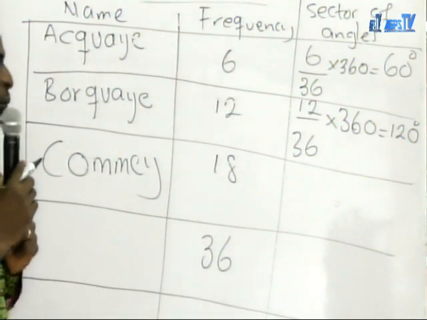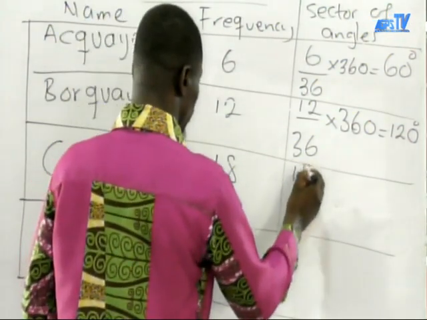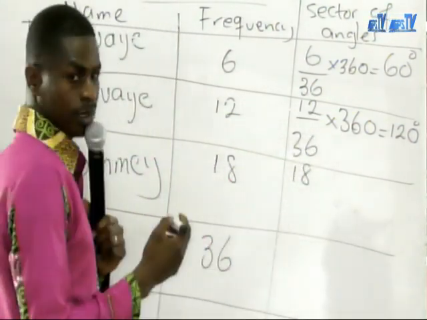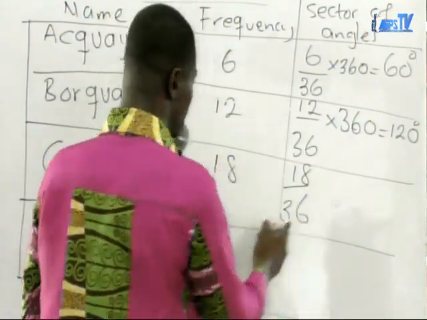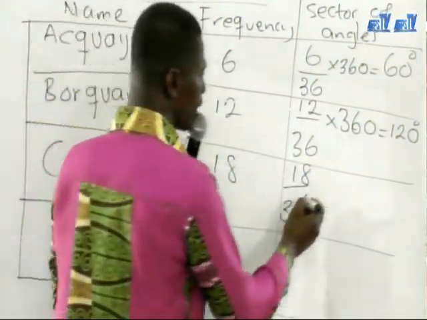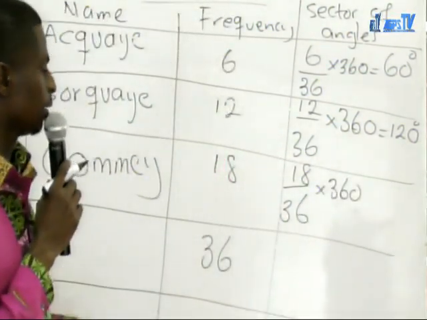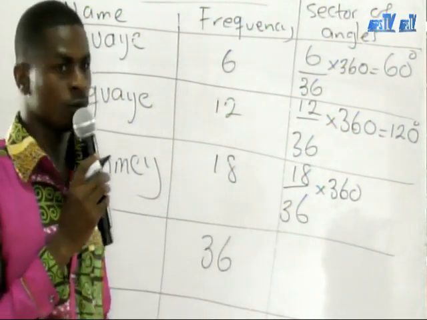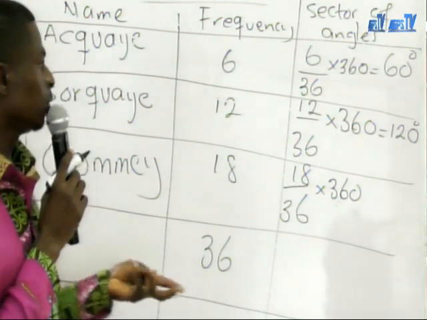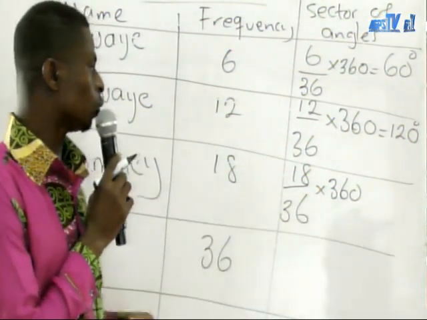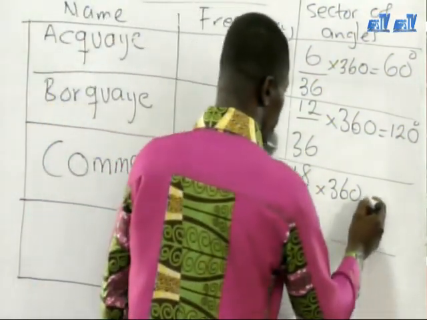Then we go to Kome. For Kome also, we have 18. The same thing, out of 36, which is the total, then we multiply by 360. Then again, 18 can go into 36, 2. And then 2 goes into 360, 180. So finally, we are going to have 180 degrees.